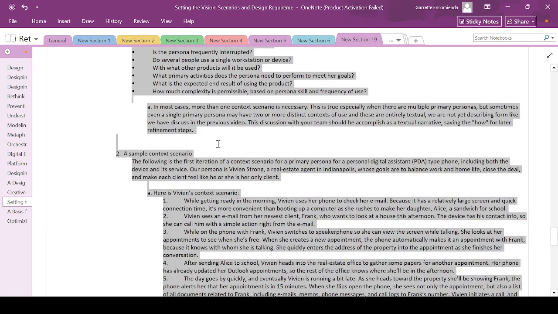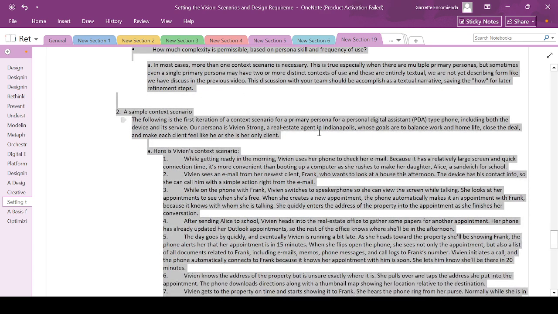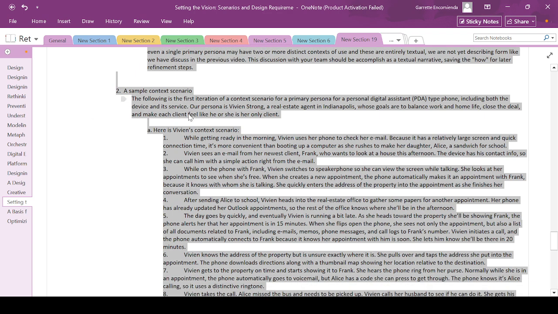So more than one context scenario for a project is necessary. Even a single primary could have two or more distinct contexts. Even a secondary. So a sample context scenario, the following is the first iteration of context scenario for a primary persona for a digital assistant PDA type phone, including both the device and its service.